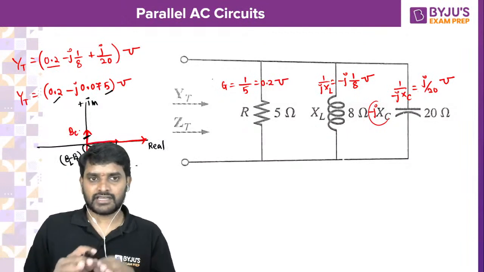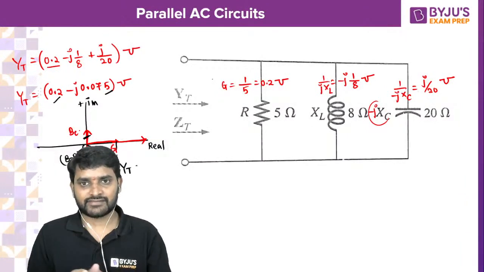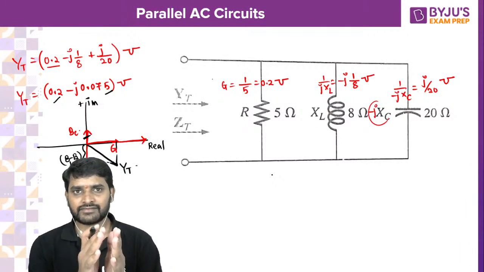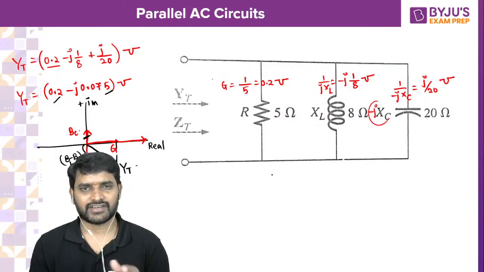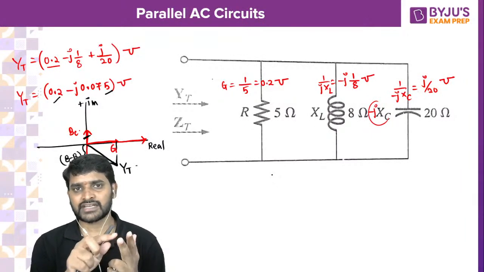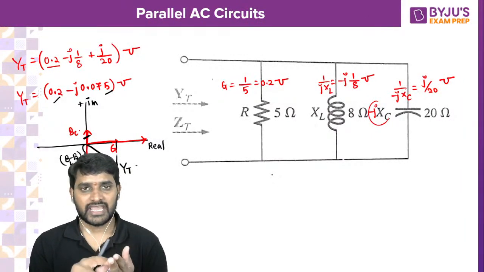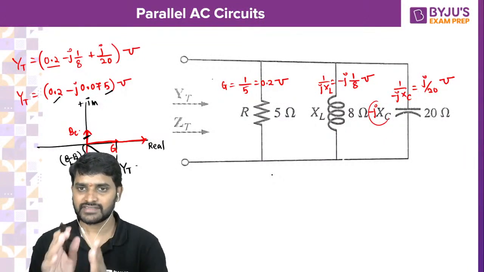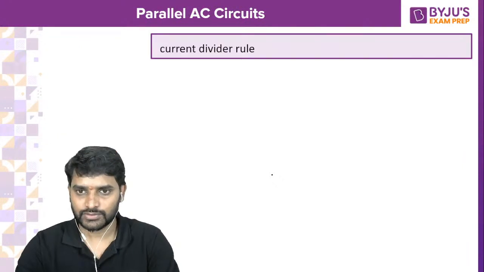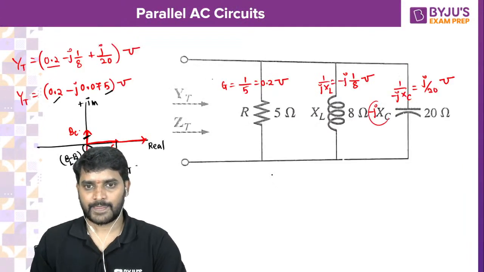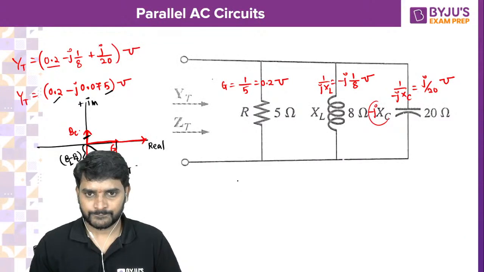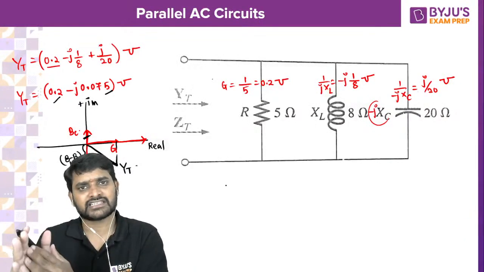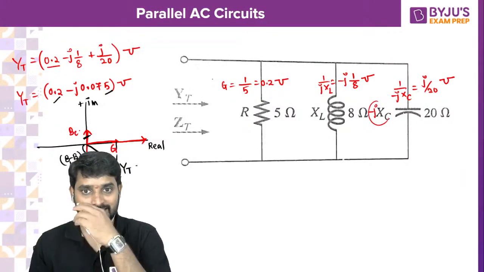Instead of doing this, there is another way also. Generally, when you have more than 2 elements, for only 2 elements we do it as R1 into R2 divided by R1 plus R2. In the same way, let me show you. I am just taking resistors, but you can do it for inductors and capacitors also.